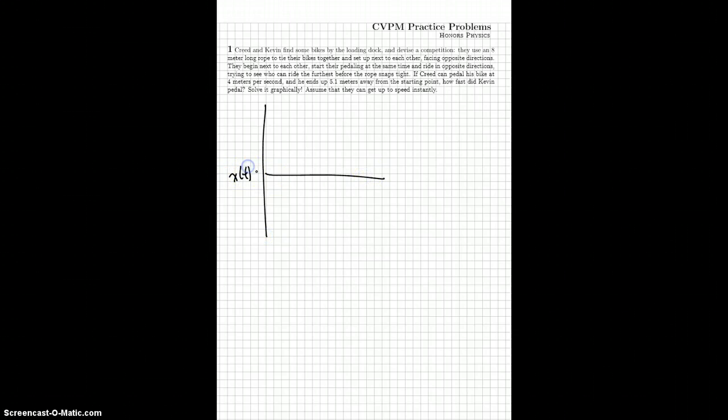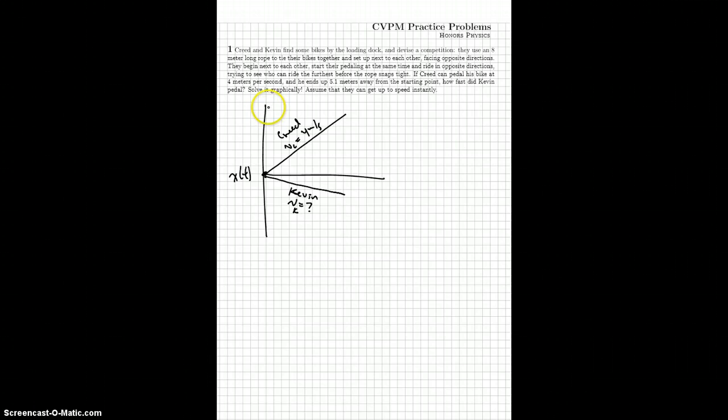I know from the description they need to start at the same spot. Where they start is arbitrary. I'll just pick the origin, but it doesn't really matter. So one goes in one direction. We'll say this is Creed, and the slope of that is his velocity of 4 meters per second. And then Kevin goes the other direction, so his graph needs to slope down. And his velocity is unknown.